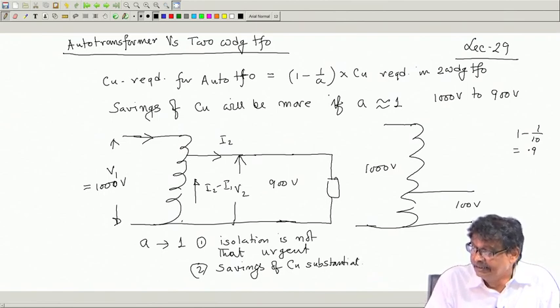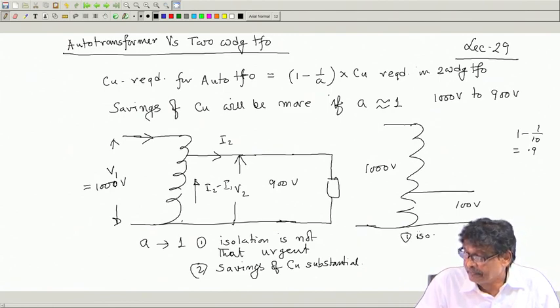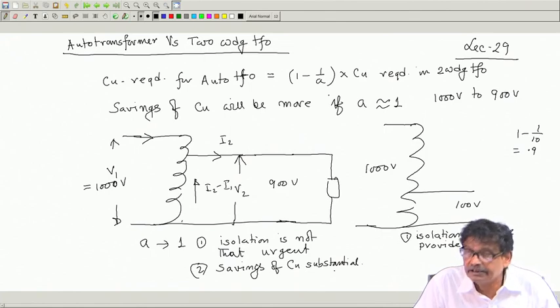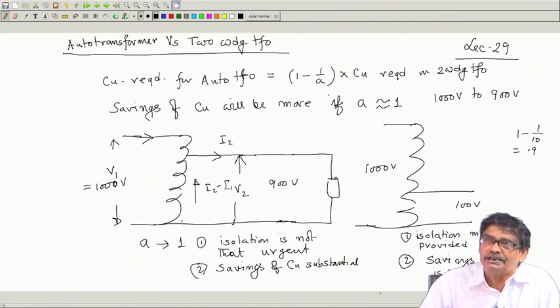Whereas, in this ratio, I will say isolation is urgent, isolation must be provided, under what condition? Open circuit in the common part. And secondly, savings of copper is also not very high, savings of copper is little. Savings of copper with respect to whom? With respect to a 2 winding transformer.